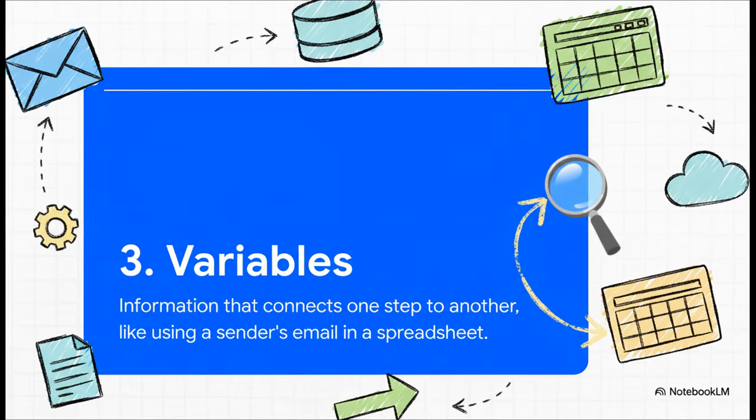And number three, we've got variables. Okay, this is where the real magic happens. Variables are what make your flows smart. They're basically little pieces of information that connect your steps together. So for example, a variable can grab the sender's email address from step 1 and then automatically use that same address in step 2 to update a spreadsheet. It's the glue that holds the whole process together.